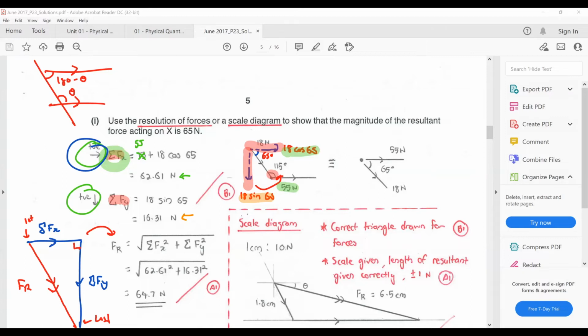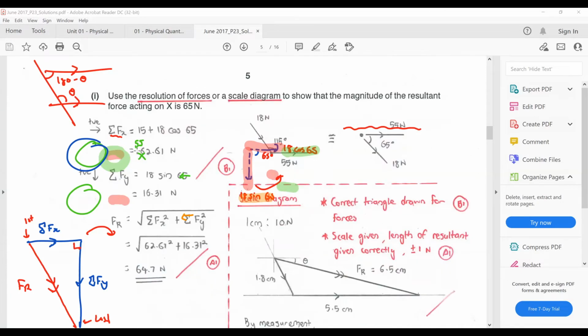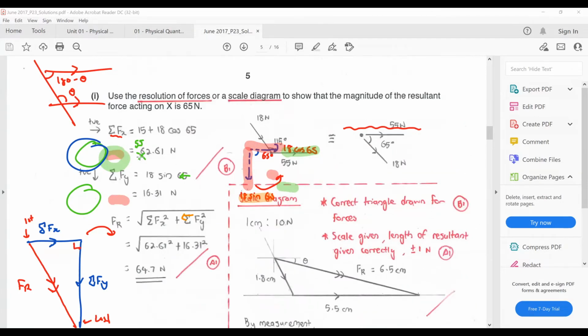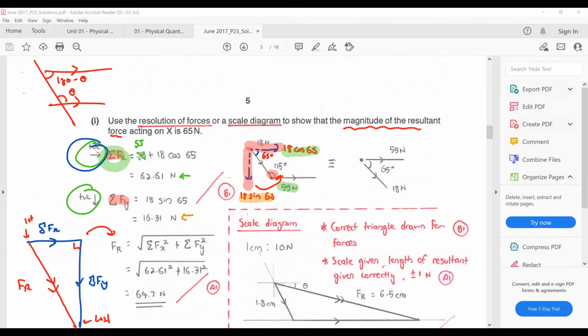This one would be how you get your answer. The question didn't ask you to find the direction, so you don't really need to bother about the direction. Here they say just the magnitude of your resultant force. But I believe the second part asks you to determine the angle. Yeah, we'll go to that.